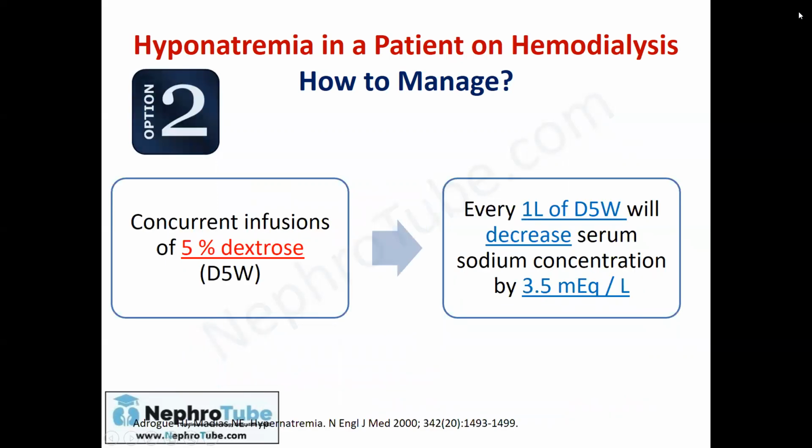Second, especially if the patient is severely hyponatremic and your machine's lower limit will be more than 15 to 20 milliequivalent above the patient's serum level, you can use dextrose 5%. As we mentioned, we can use dextrose 5% in overcorrection. Also, we can use it in the hemodialysis machine. Every 1 liter of dextrose 5% decreases serum sodium concentration by 3.5 milliequivalent per liter. So you can infuse 5% dextrose during the hemodialysis session.